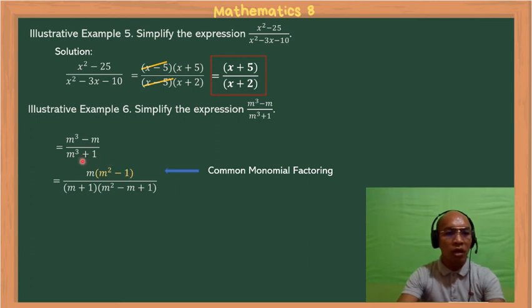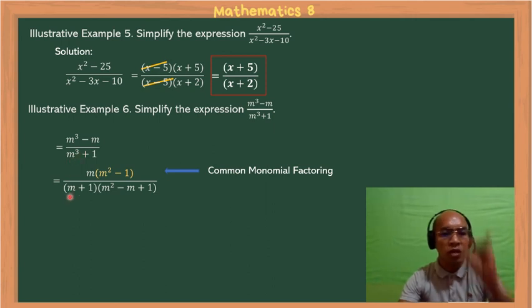As I have said, the denominator is a sum of two cubes. To factor this sum of two cubes, it is a binomial multiplied by a trinomial. To factor this out, we have to get the cube root of m cubed. For the cube root of m cubed, we just divide the exponent 3 by 3. So that would be m. The cube root of m cubed is m because m times m times m is m cubed. The cube root of 1 is 1 because 1 times 1 times 1 is 1.